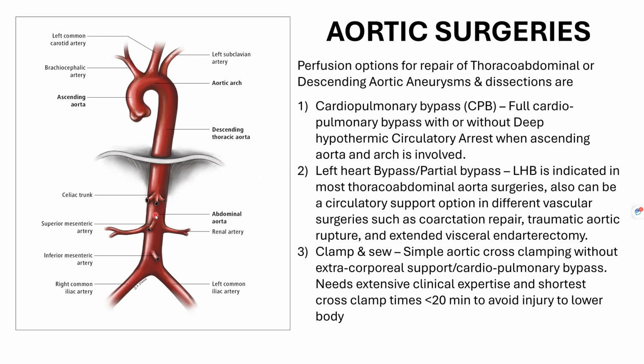And there's another technique which I haven't seen, but it is mentioned in the books, called clamp and sew, where they just clamp the aorta, quickly do the anastomosis, and take the clamp off. It is mostly mentioned for abdominal aortic surgeries or thoracoabdominal aortic surgeries. But the surgeons have to be very quick, and I don't think they do it anymore. But again, there might be some place where someone is doing it, so I thought I'd mention it.